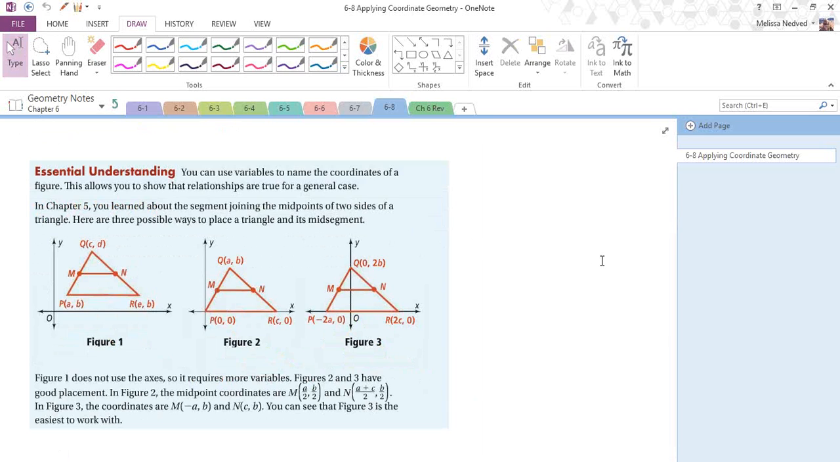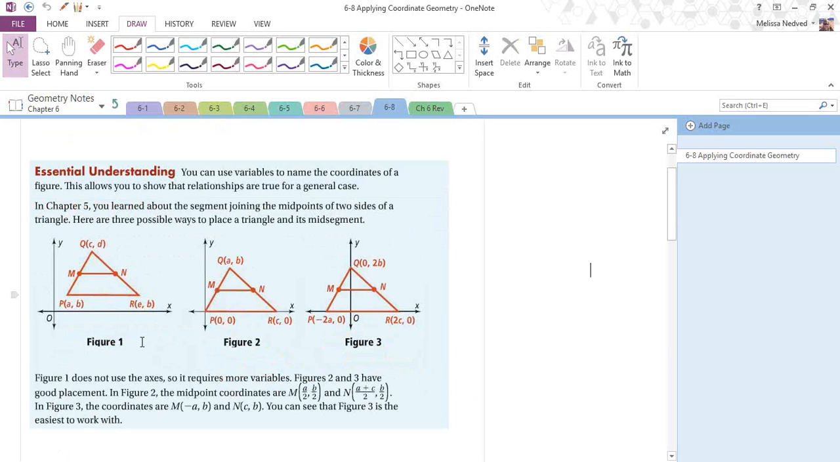And here they're just showing you in figures 1, 2, and 3 different ways that they could place a triangle somewhere on a coordinate plane, either up in quadrant 1 or with vertex P being at the origin, or splitting so that vertex Q is on the y-axis and you're split into quadrant 1 and 2. Just different ways of showing you. And then they've labeled their points using what we know about the axis and then some general variables.